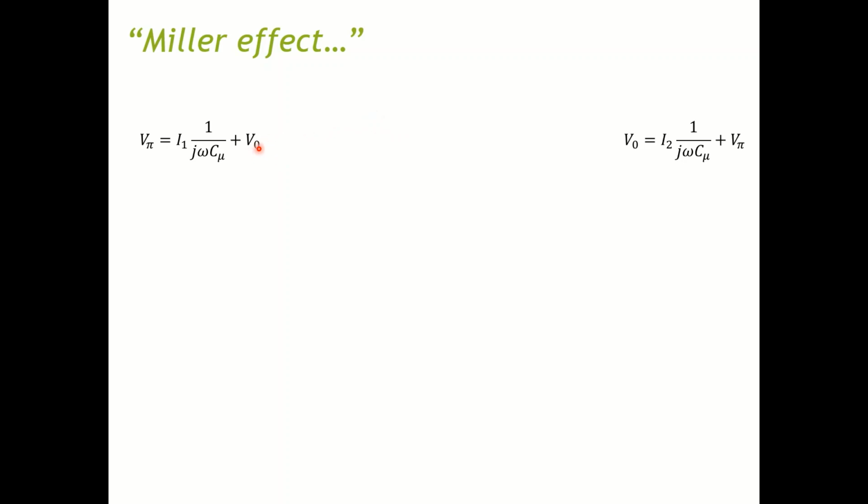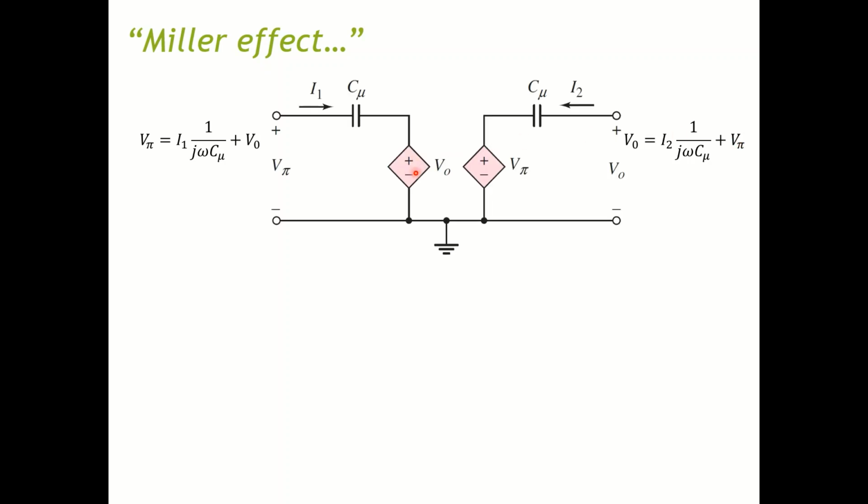Now we have an equation for V pi and an equation for V_O. We can actually express the two-port C mu network as a Thevenin equivalent model. This branch is described by this equation: V pi, which is this input source, equals I1 multiplied by 1 over j omega C mu, which is this section, plus the independent voltage source V_O.